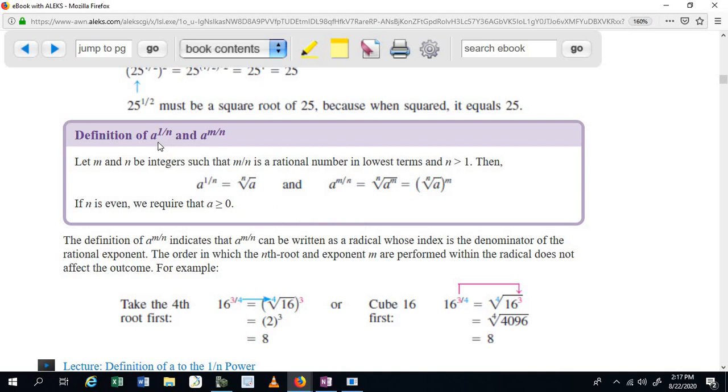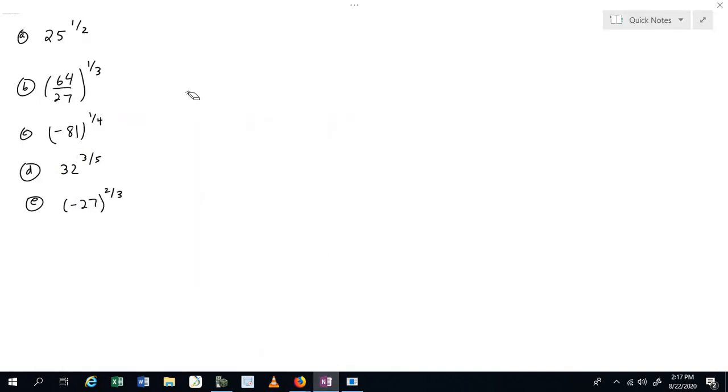Okay, so now we kind of know what it means to take this number a and raise it to the 1 over n power, and what it means when we say a raised to the m divided by n power. And so I just want to practice this with some examples. Okay, so let's try to figure out what 25 raised to the 1/2 power is equal to.